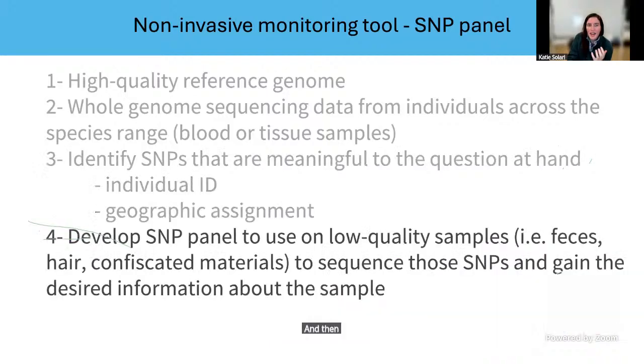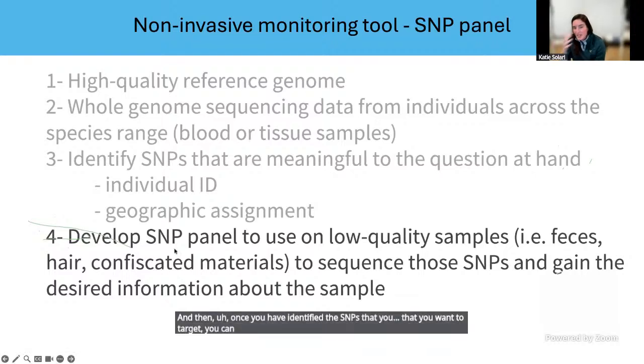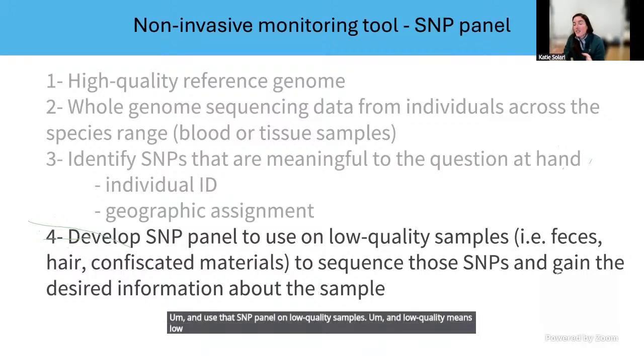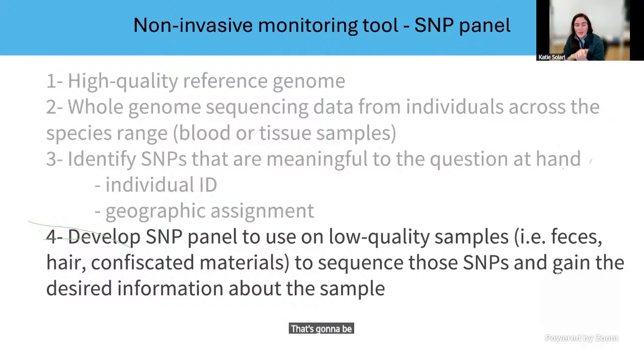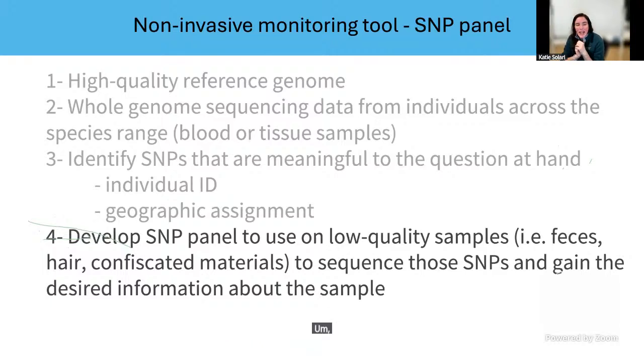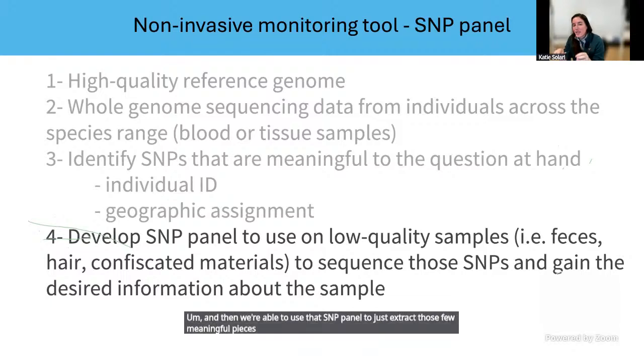And then once you have identified the SNPs that you want to target, you can develop the SNP panel and use that SNP panel on low quality samples. And low quality means low concentrations of snow leopard DNA. So that's going to be fecal samples, but it can also be hair, saliva, or confiscated materials. And then we're able to use that SNP panel to just extract those few meaningful pieces of information and answer the question that we started with.